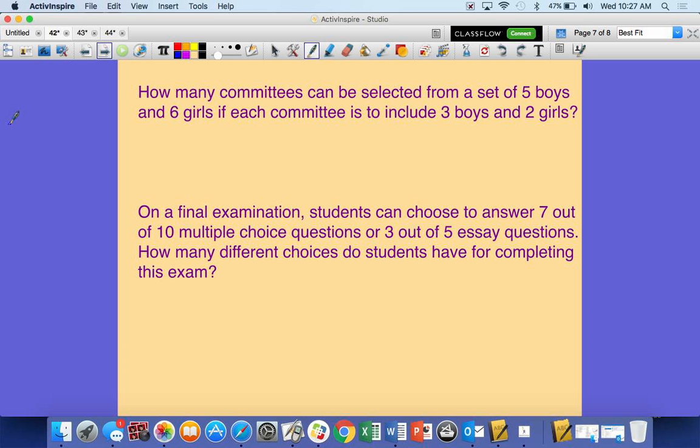How many committees can be selected from a set of 5 boys and 6 girls if each committee is to include 3 boys and 2 girls? Does the order of picking these kids matter? No, it doesn't. Alright, so if we do the boys first, we've got 5 total boys, has to be 3 of them. 6 total girls, has to be 2 of them. And then it says and, so we're going to have to multiply these. Alright, so then we set this up, using the equation just like we did before.